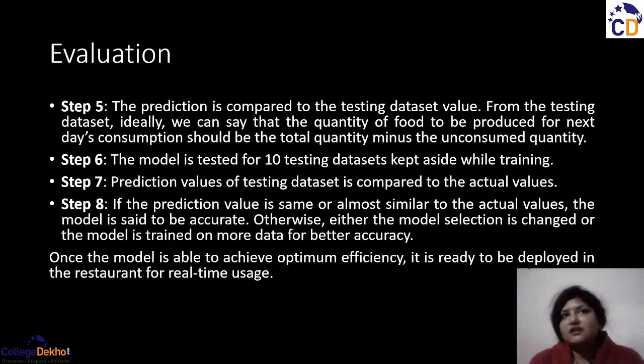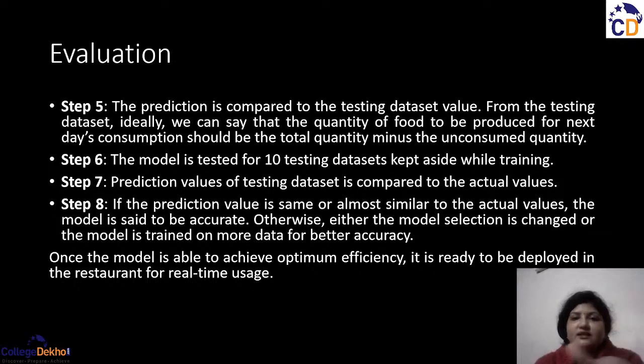So we have taken the algorithm, that is regression, for solving this problem. If the model is giving you inaccurate results, that means you need to change the selection of the algorithm, right? Otherwise either the model selection is changed or the model is trained on more data for better accuracy. So you have two things. When the results are inaccurate, you need to change one of two things: either change the algorithm or increase the data set, right?